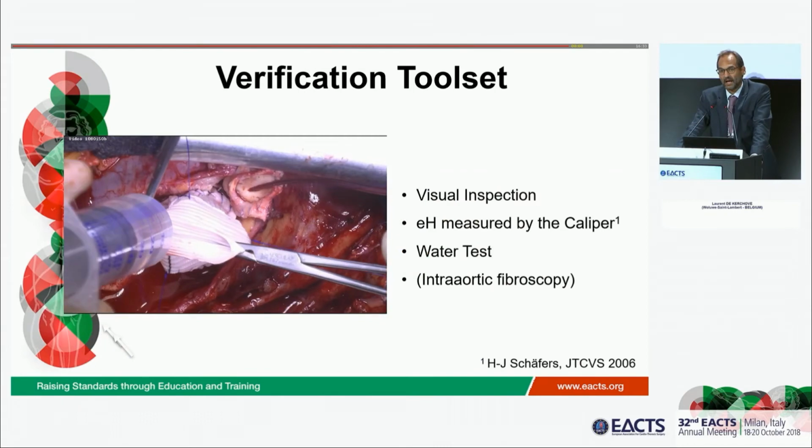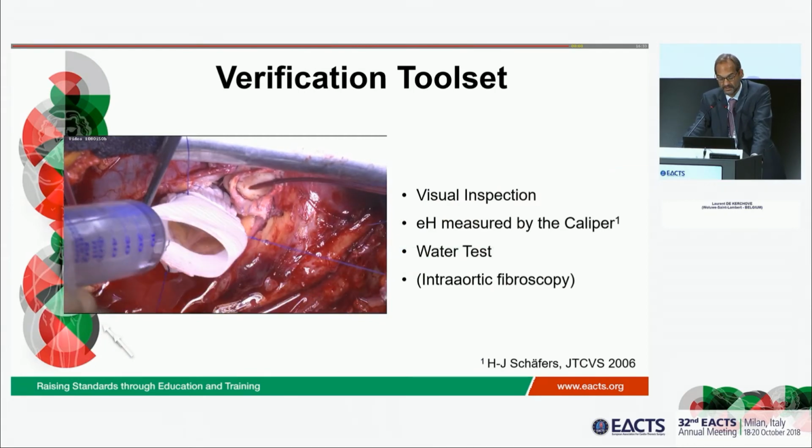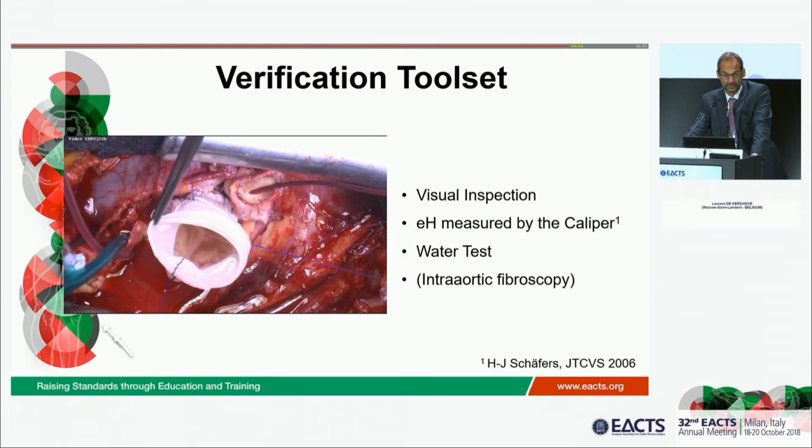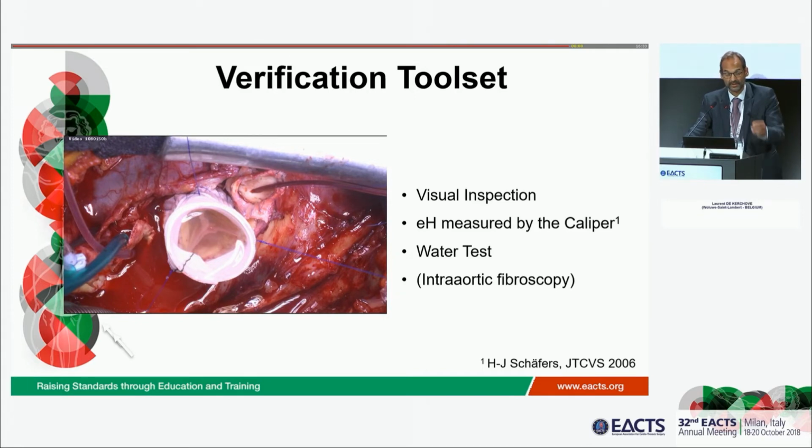You have different verification tools. One is visual inspection, which remains very important. The effective height, which can be measured intraoperatively. You can do a water test to push the valve in diastolic position. And even people are proposing intra-aortic fibroscopy to check under pressure the aortic valve repair.